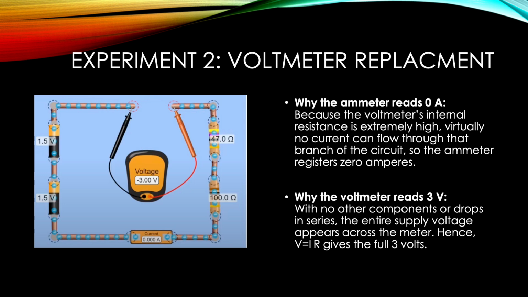Firstly, the ammeter reads 0 amps. This is because the voltmeter's internal resistance is extremely high, so virtually no current can flow through that branch of the circuit. So the ammeter registers 0 amperes. And the second is we see that the voltmeter reads 3 volts. If no other component drops any voltage or adds resistance in the series, then the entire supply voltage appears across the meter. Hence, due to the formula V equals IR, if we rearrange it and plug in the values, it gives us the full 3 volts.